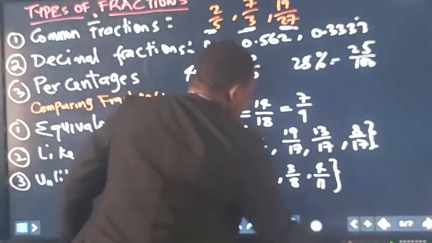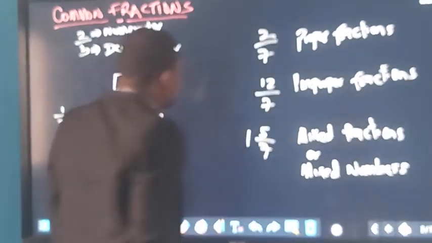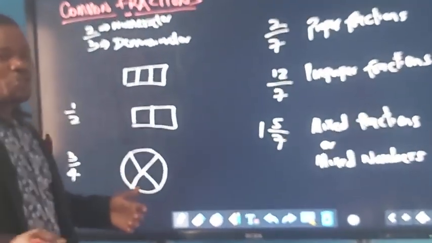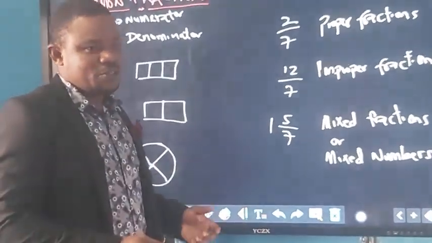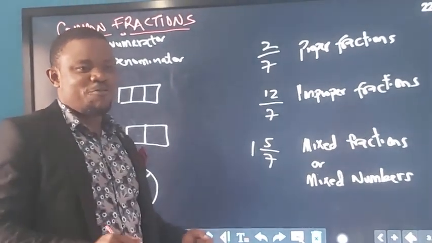Okay. I think I have to leave here and go back again. Let's talk about common fractions. They are called common fractions because they're the commonest of all the fractions. Is that okay? Let's break here a little bit.